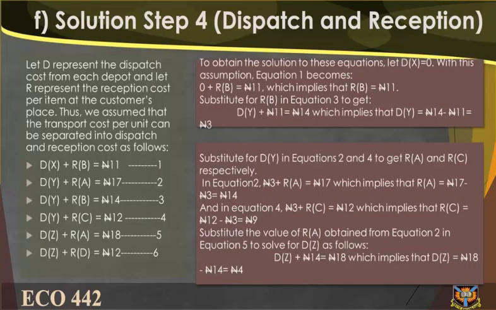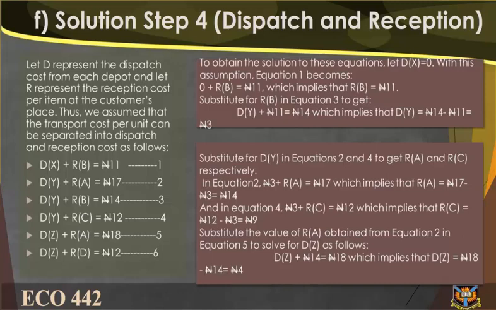F. Solution step 4. Dispatch and reception. Let D represent the dispatch cost from each depot and let R represent the reception cost per item at the customer's place. Thus, we assume that the transport cost per unit can be separated into dispatch and reception cost as follows. D(X) plus R(B) equals 11 naira.